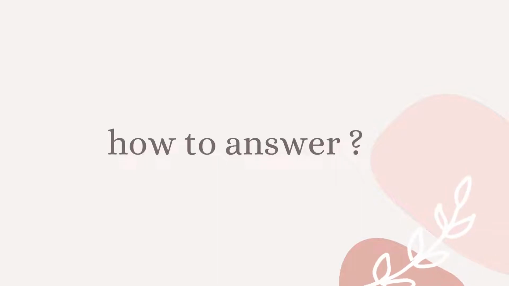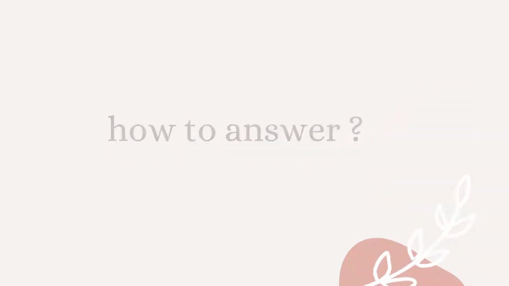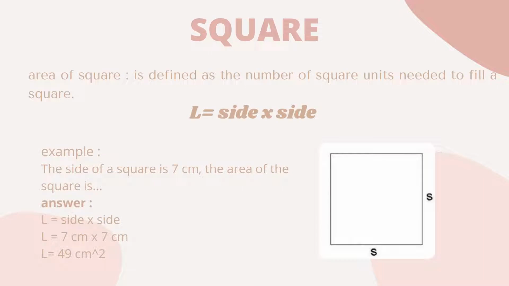So, how to answer that question? To answer that question, we must understand the material about the square, specifically how to find the area of a square, the side of a square, and the perimeter of a square. So, let's review the material about square. A square is a two-dimensional shape that has 4 sides and equal angles. Area of a square is defined as the number of square units needed to fill a square.